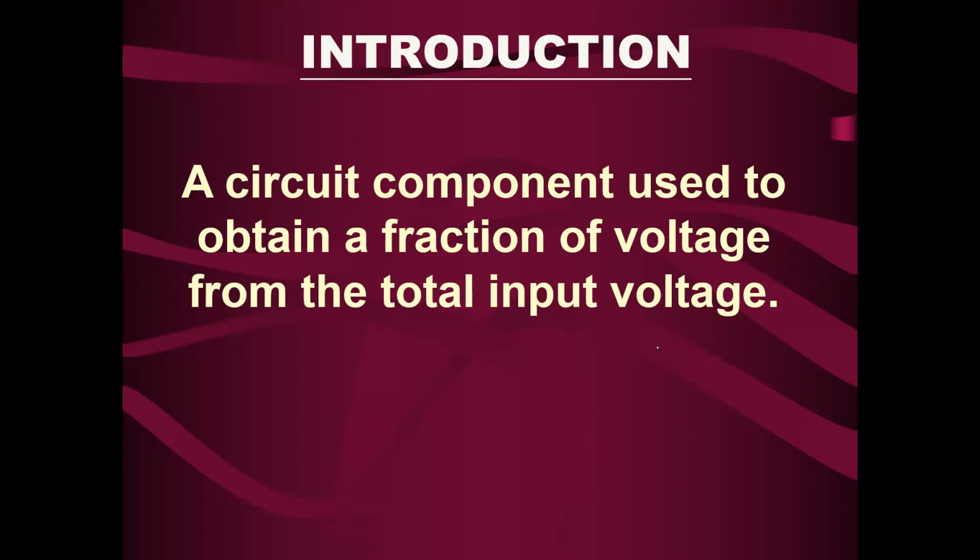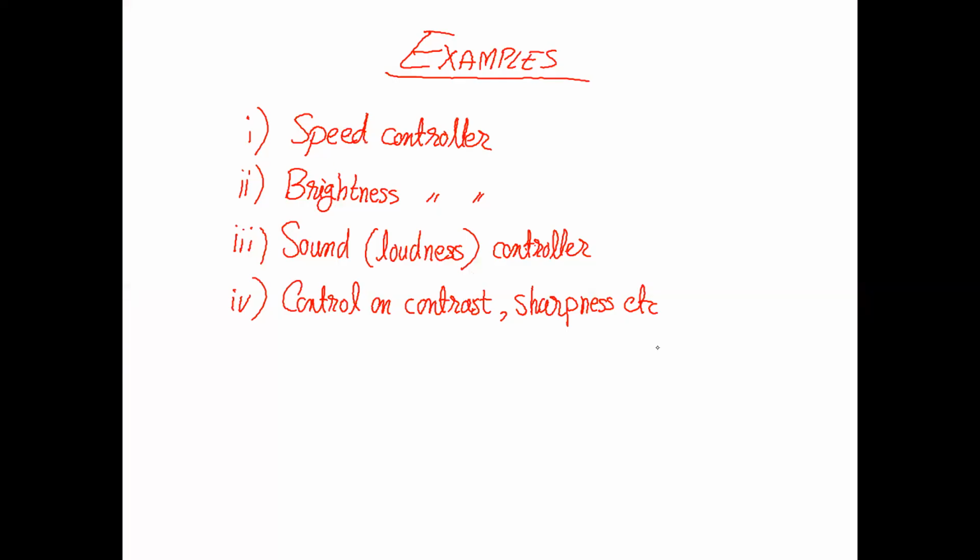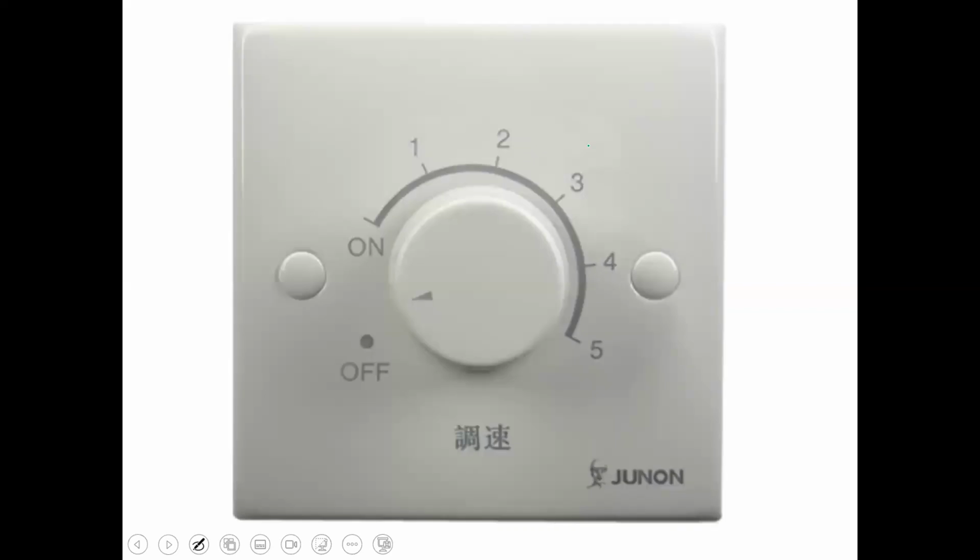You must have seen these types of circuit controllers which are controlling the speed of the fan, which are controllers for brightness, sound, control on contrast, sharpness, etc. So these are the common controllers in our life, and you must have seen them. We normally call it dimmer, or sometimes we call them regulator. This is a common picture of it.